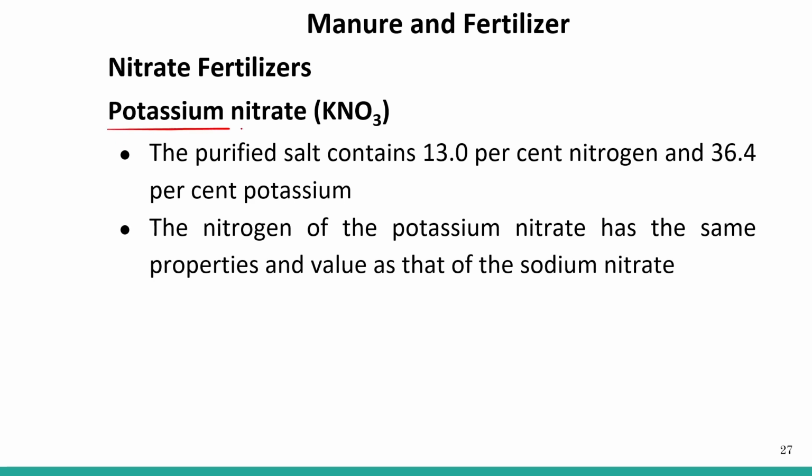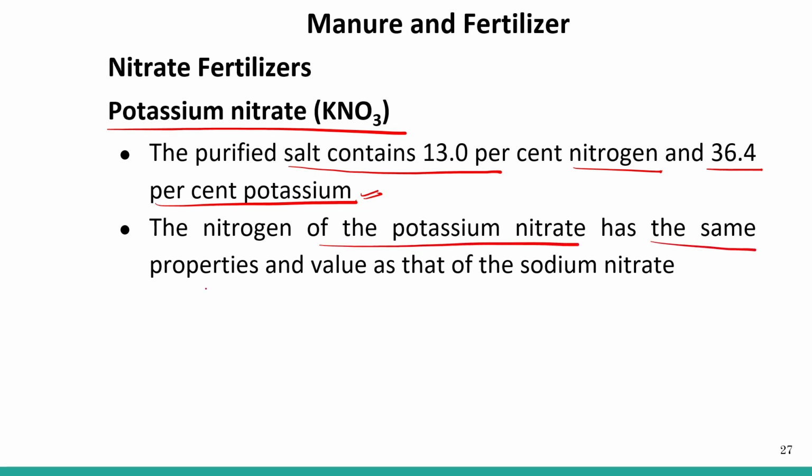Potassium nitrate, KNO3. The purified salt contains 13% nitrogen and 36.4% potassium. The nitrogen of the potassium nitrate has the same properties and values as that of the sodium nitrate, right? That means in the potassium nitrate, the nitrogen that is present has the same property and value as that of the sodium nitrate.